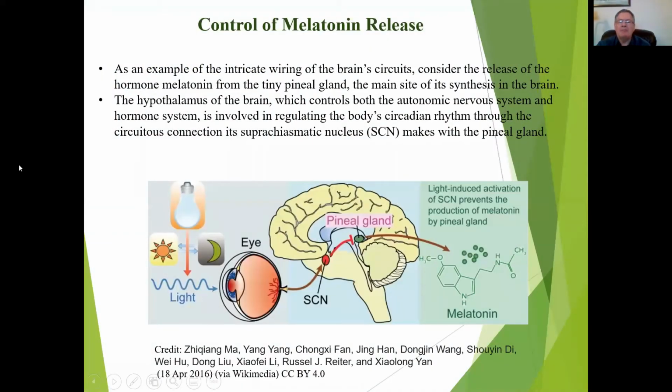All right. Now, as an example of the intricate wiring of the brain circuits, consider the release of the hormone melatonin from the tiny pineal gland, the main site of its synthesis in the brain. Now, melatonin has various physiological roles, including circadian rhythm control. That is the internal body clock that tells our bodies when to sleep, rise, eat, etc. The hypothalamus of the brain, which controls both the autonomic nervous system and hormonal system, is involved in regulating the body's circadian rhythm through the circuitous connection its suprachiasmatic nucleus, abbreviated SCN, makes of the pineal gland.